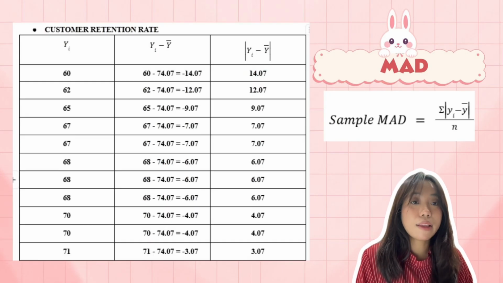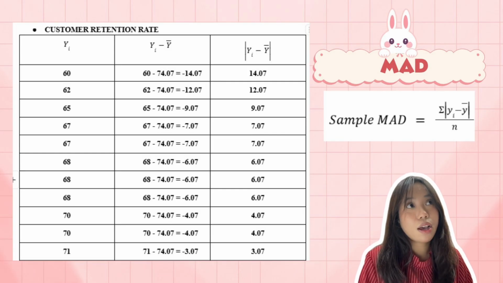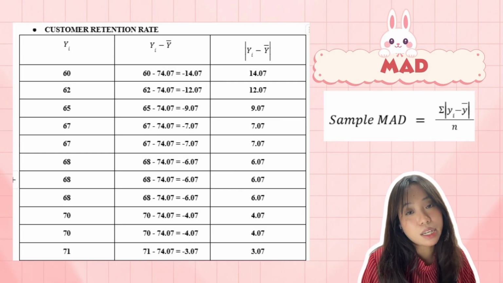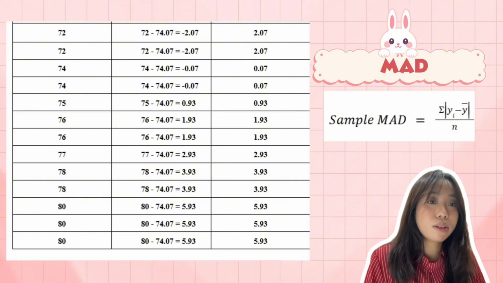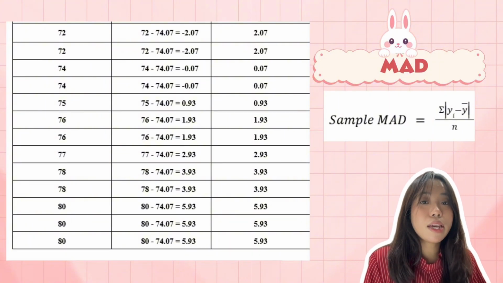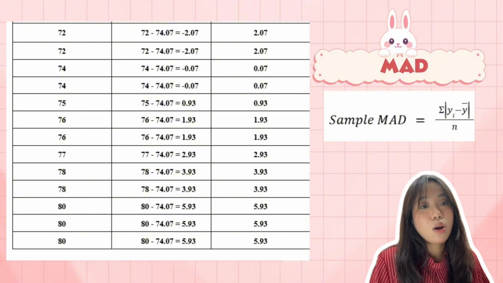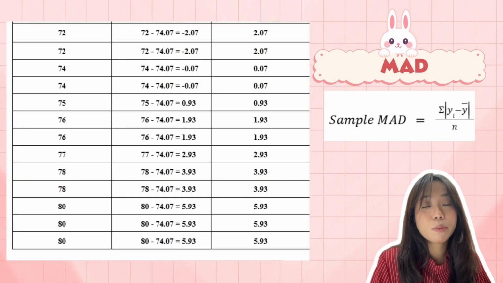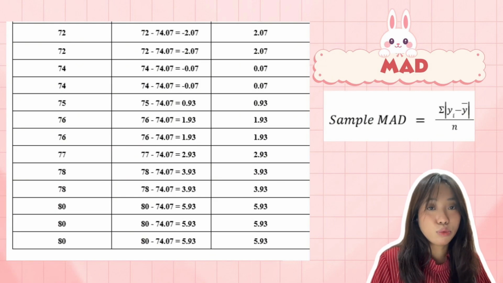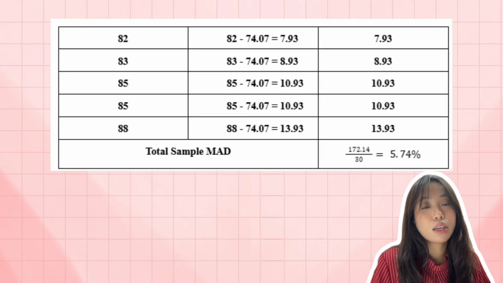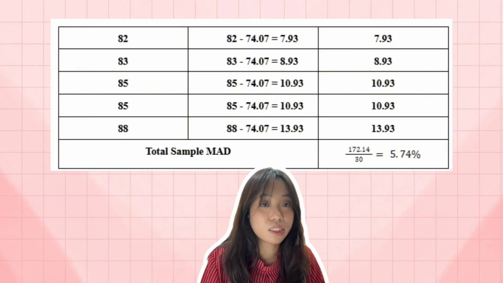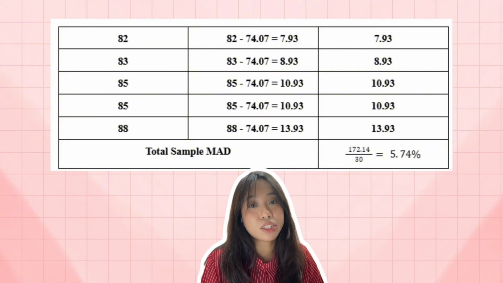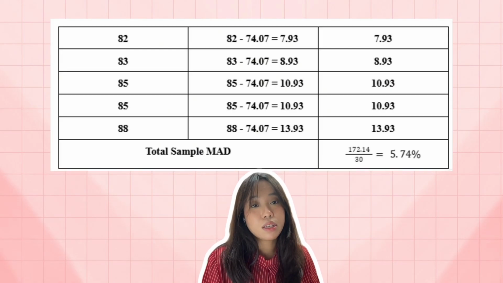Next, we will look at the customer retention rate table. Here, I made the same table, but I changed the indicator to differentiate both data. So I use the Y indicator for customer retention rate. So the MAD answer for customer retention rate is 172.14% divided by 30, which equals 5.74%. This shows the customer retention value is bigger than customer satisfaction, which means that the customer retention rates are further, 5.74%, from their mean, so they are less consistent.